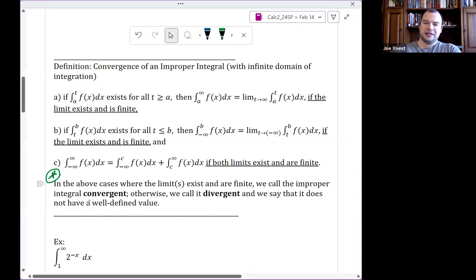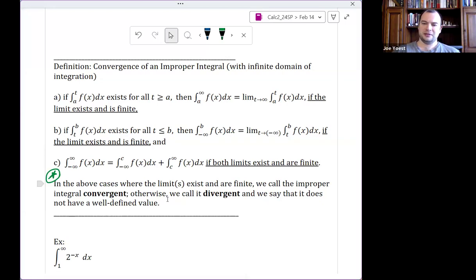And then just a little bit of vocabulary. In these above cases where the limits exist and are finite, we call the integral convergent. We say it converges to whatever number ends up on the right side here. Otherwise, we say that the integral is divergent. If the integral is divergent, it doesn't have a well-defined value.